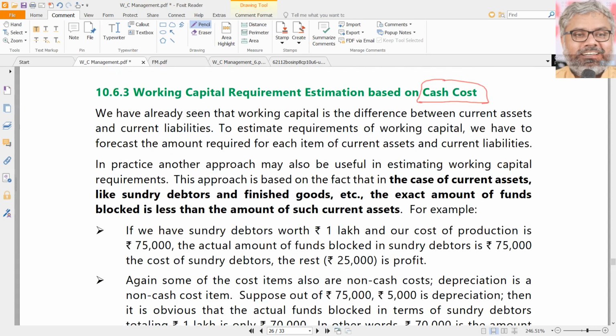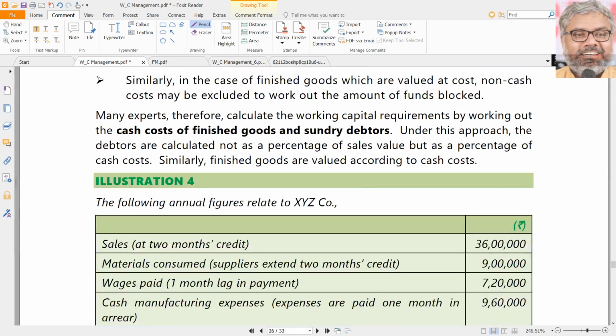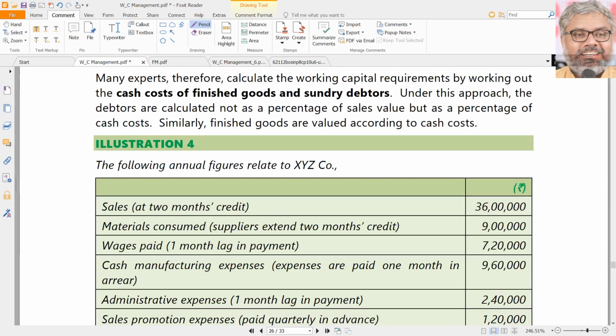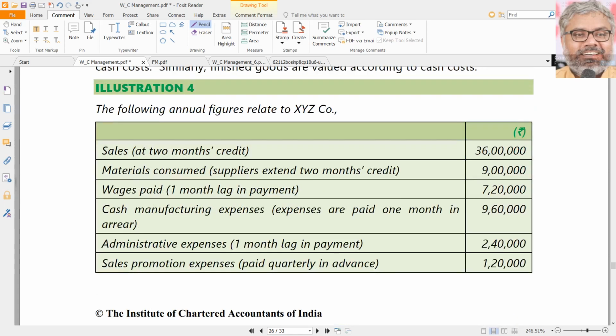That's it. Where will be depreciation? It will be naturally in the closing stock of finished goods and the debtors. That's it. From them, take out depreciation, you get cash cost. Let us look at one of the other questions wherein cash cost working capital is asked.